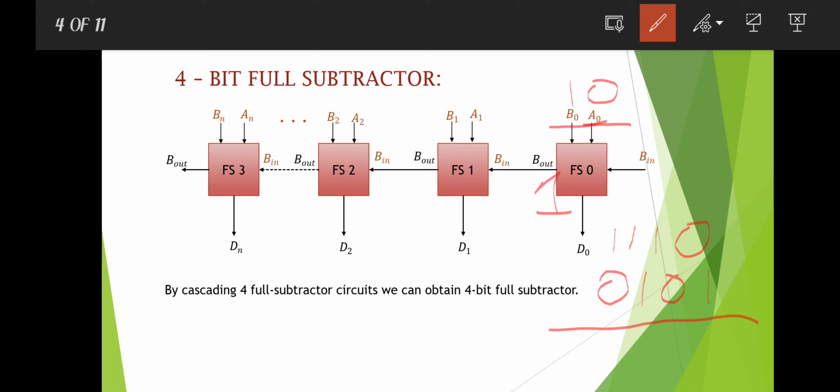Now in the next column, A1 is equal to 1, while B1 is equal to 0, and the incoming borrow is equal to 1. So here 1 minus 0 is equal to 1, and then 1 minus 1 is equal to 0. That means the difference is equal to 0, while the borrow is also equal to 0.